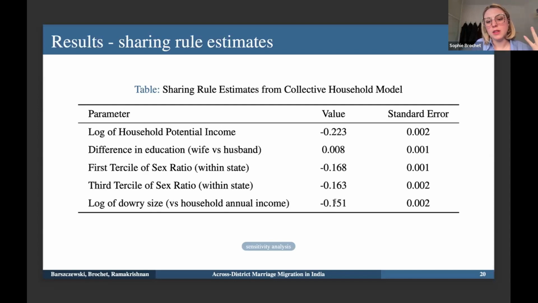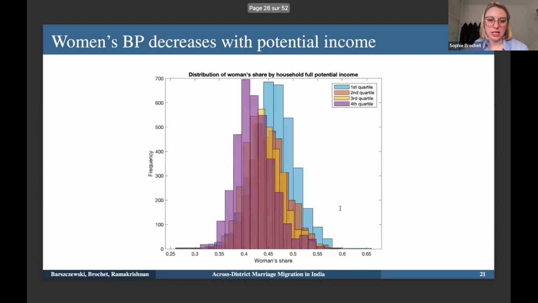So we find that when the contribution of the bride's family tends to be larger, this is associated with less bargaining power of the wife. Now, to see how this looks in terms of distribution of the sharing goal, first, for the log of income, we separated households into quartiles of income. And the first quartile is where the households have the higher income.